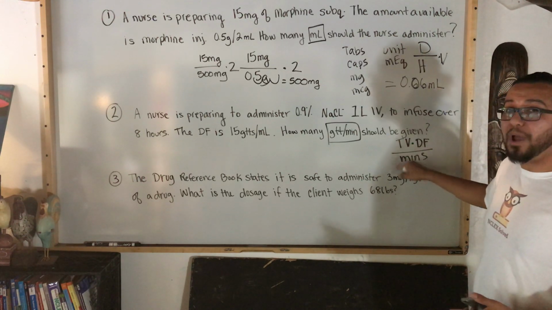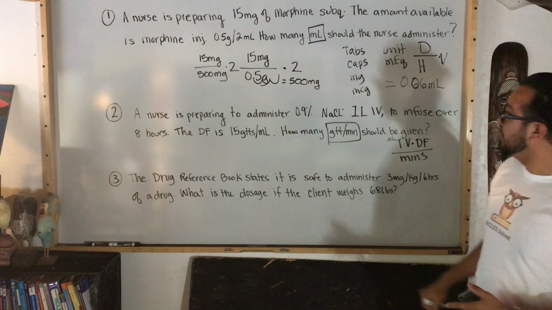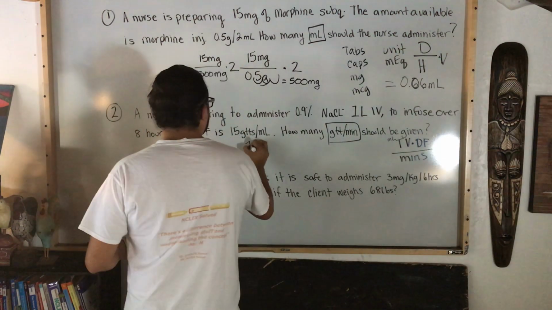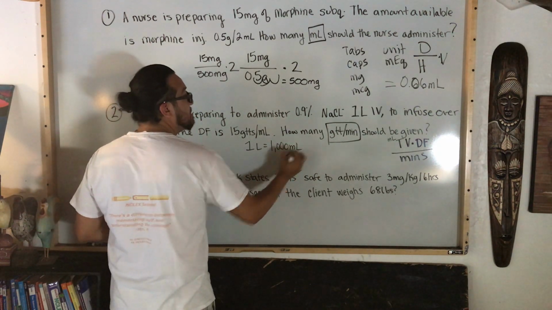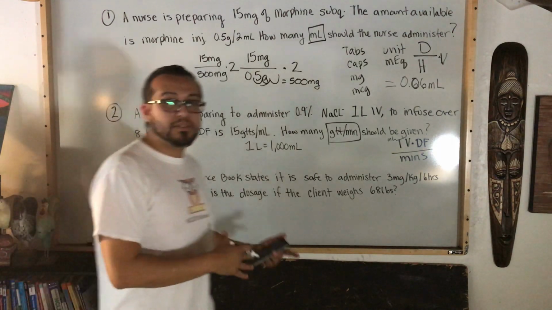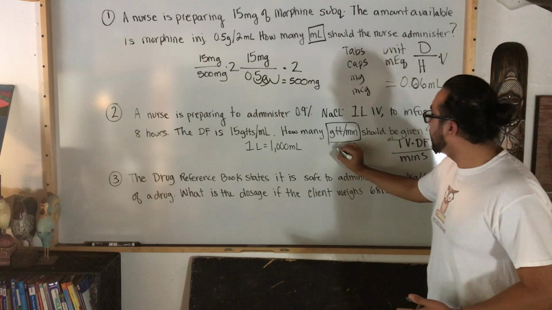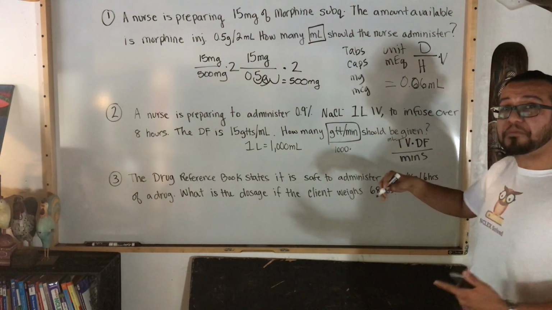The total volume, though, has to be in milliliters. So where's our volume? Right there, 1 liter. 1 liter, right here, equals 1,000 milliliters. And these are units of conversion that you guys should know by now. And if not, I'll set up another video to explain those as well. So we have our total volume, 1,000, multiplied by DF, the drip factor.